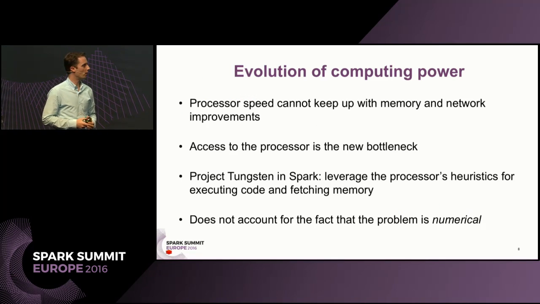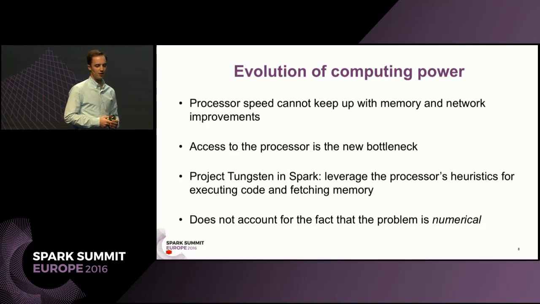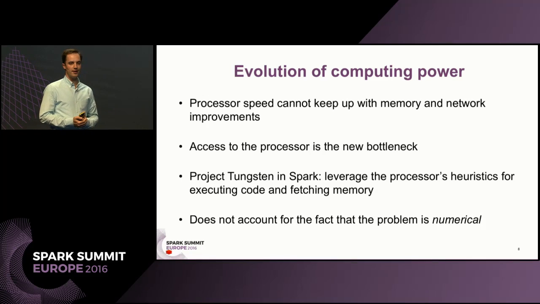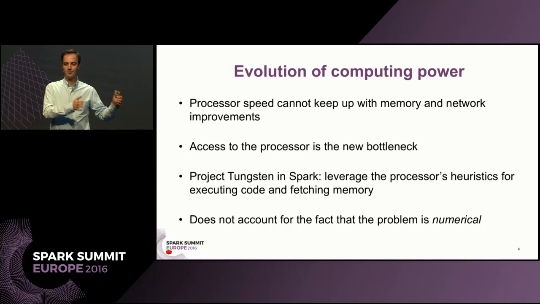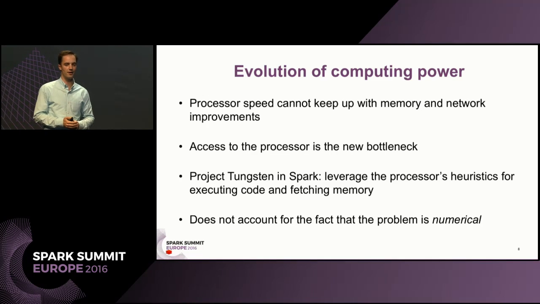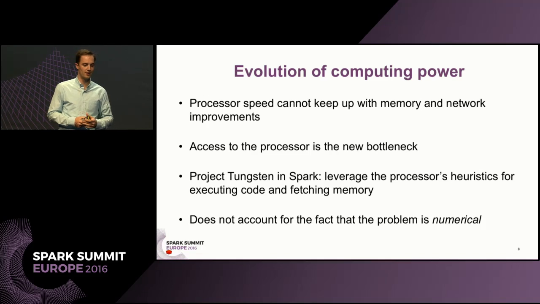So why do we need really such projects? Well, if you look at the evolution of the hardware, you can see that the CPU now has plateaued in terms of speed, and really moving your data from the memory to the CPU is becoming now the new bottleneck. And that was the whole goal of Project Tungsten in Spark.